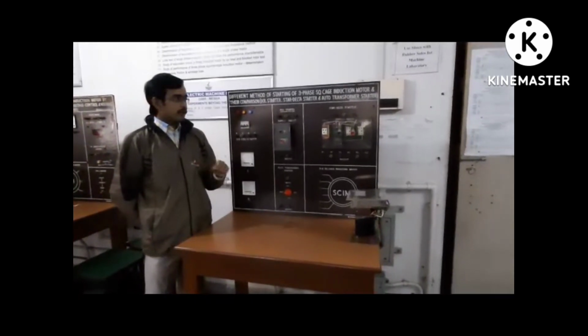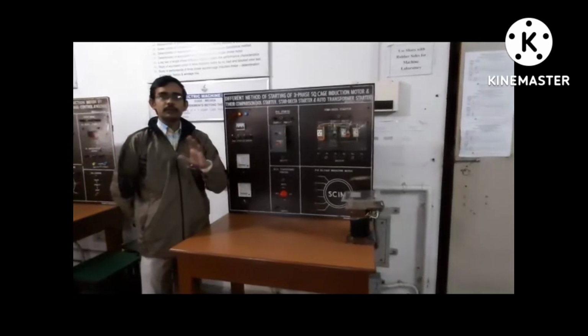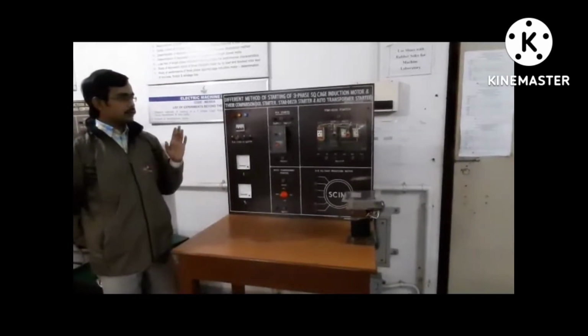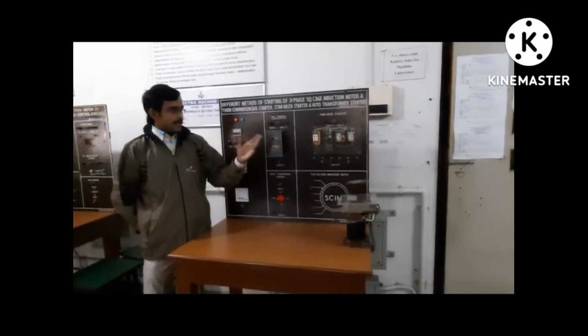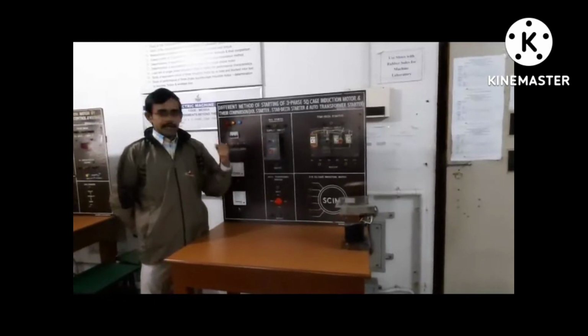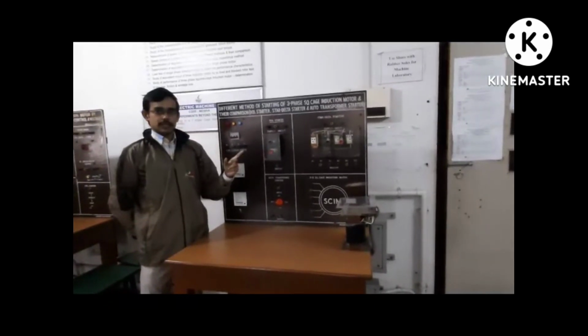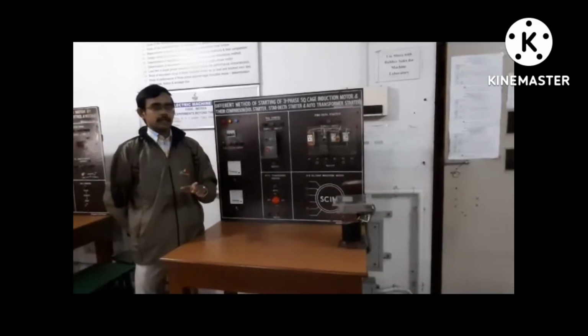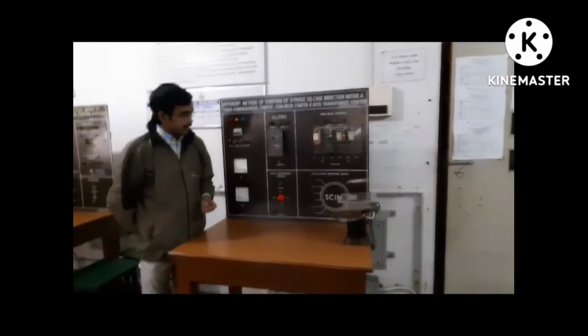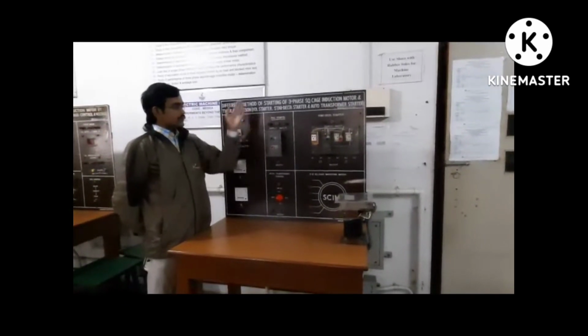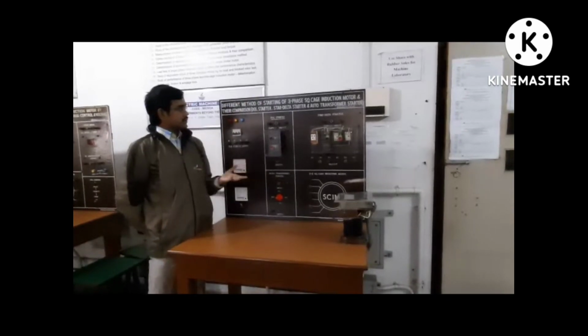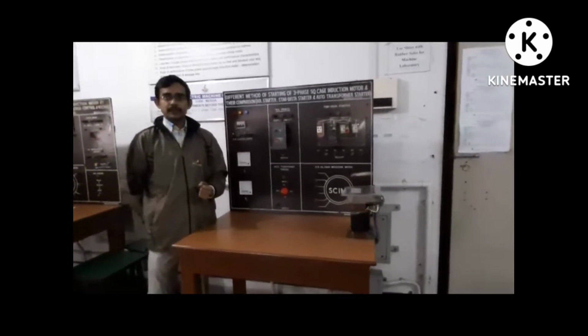Whereas in delta connection, VL equals V phase, so per phase voltage equals the line voltage. This arrangement is done such that at the time of starting the stator winding will be in star, and in the running condition it will be in delta. This way we will be using 3 different starters to demonstrate the starting methodology of the 3-phase squirrel cage induction motor.